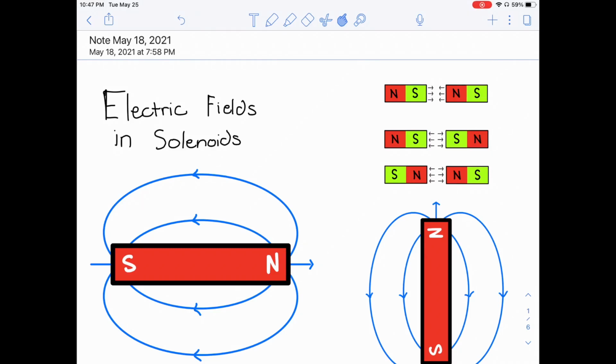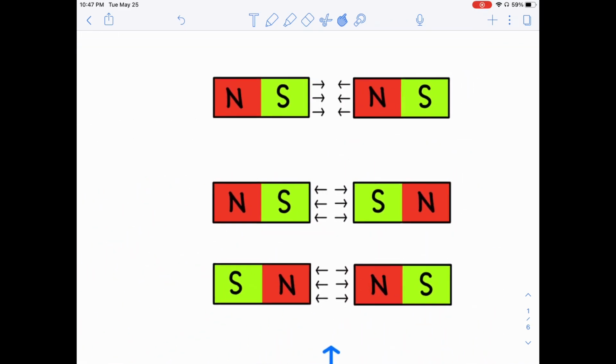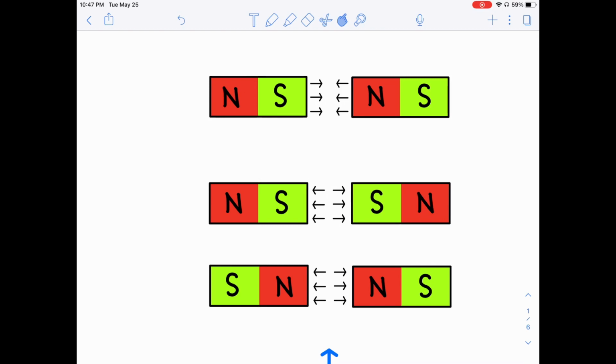Hi everyone, this is our Edpuzzle on electric fields in solenoids. So, we already know the basic rules of attraction and repulsion in magnets. Opposite poles attract while same poles repel.